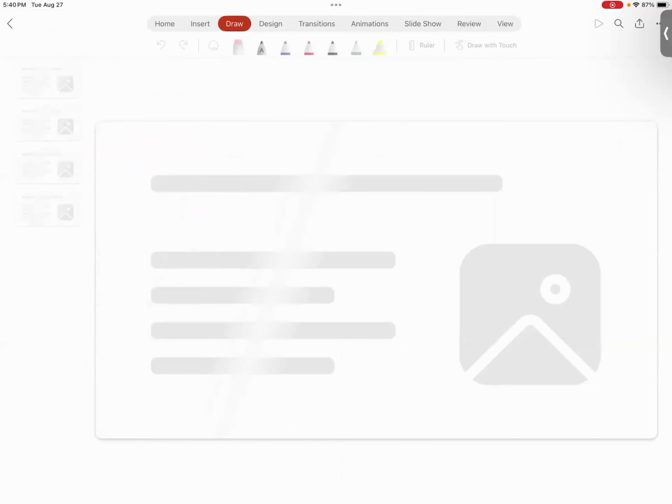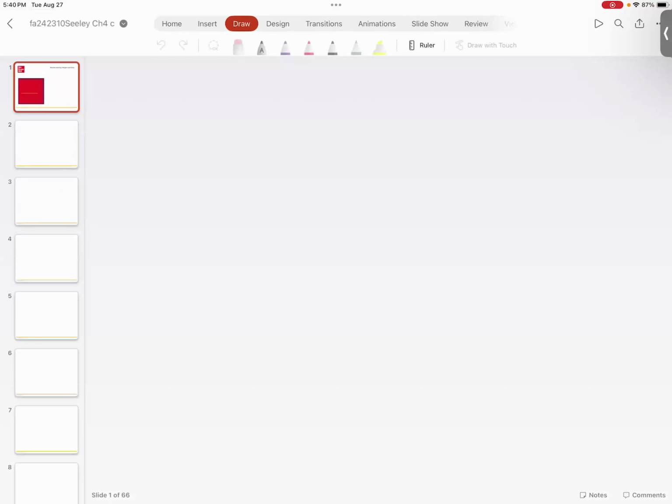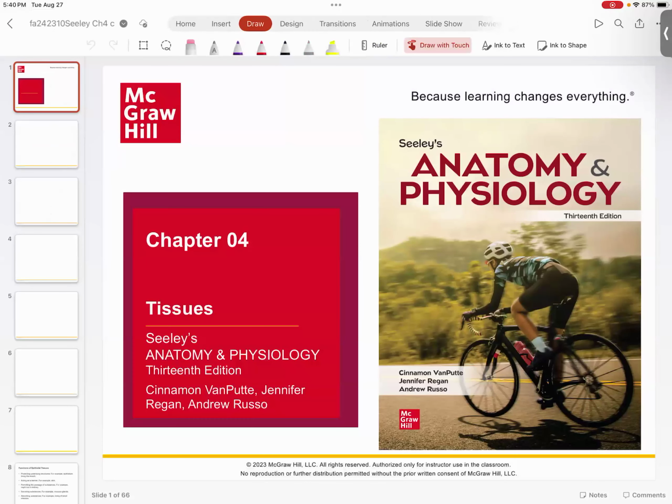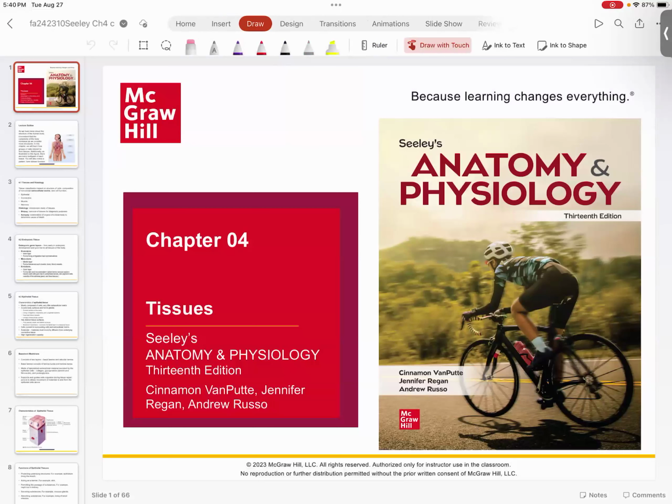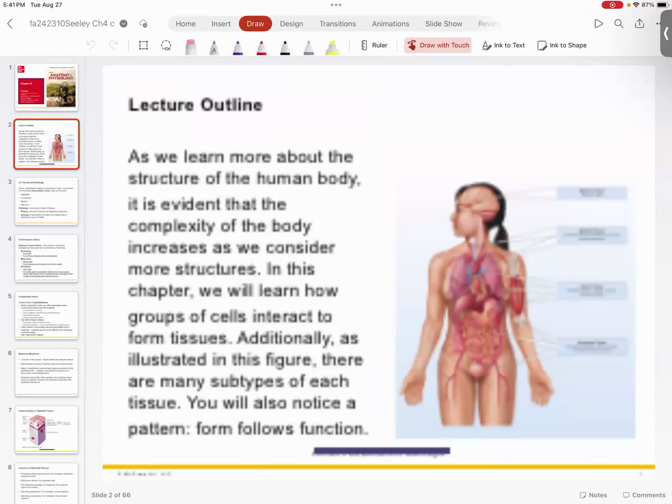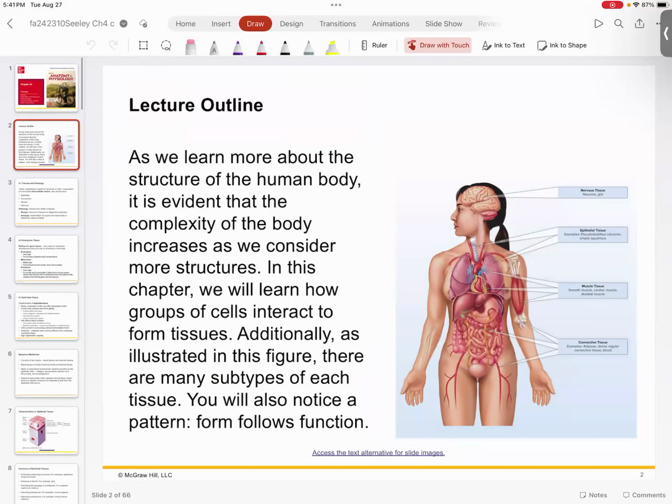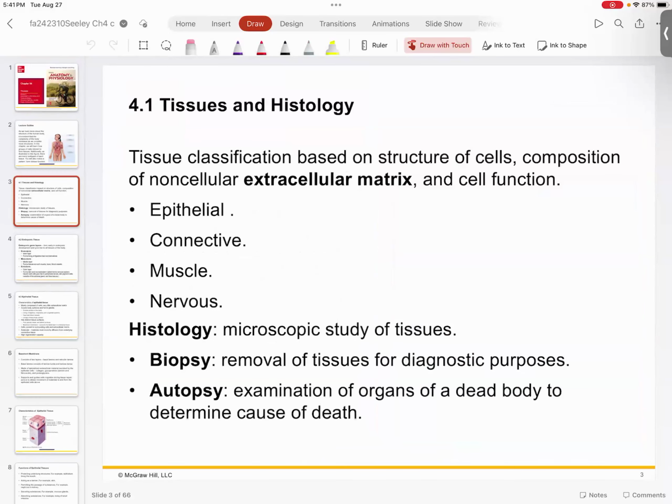But as is the case, there's no rest for the weary. We're on to chapter 4. If you're wondering, chapter 2 and 3 is just basically a general bio review, since 1080 is a prereq for this class, and that means you already have a little bit of general bio under your belt. Okay, so let's go ahead and take a look at chapter 4. Chapter 4, we're going to be talking all about tissues and histology.